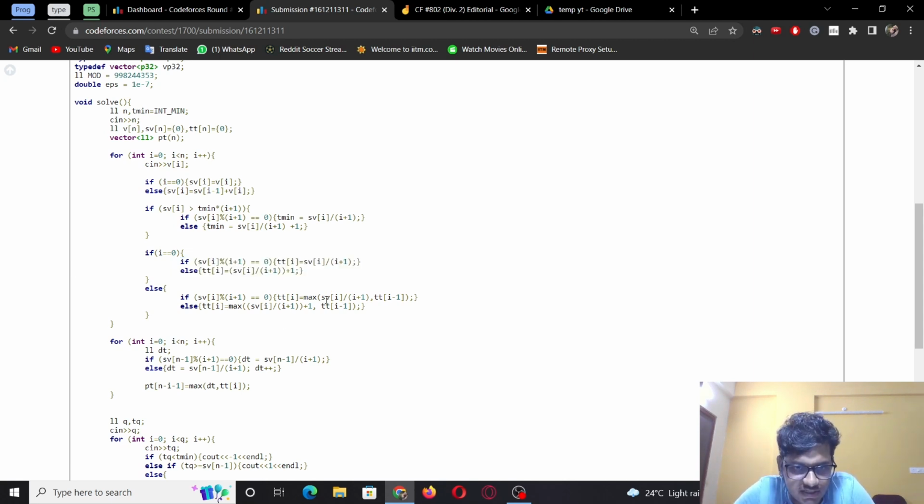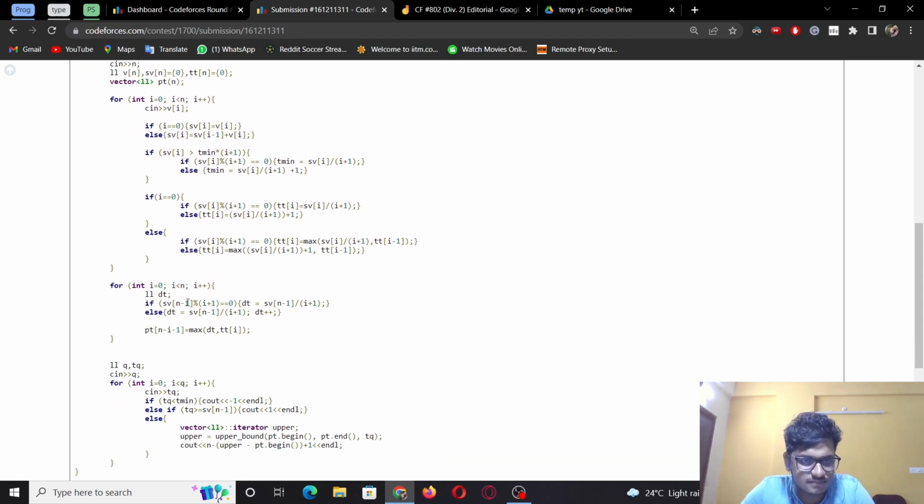However, in any of the later elements, what we have done is we have taken the maximum of SV of I and TT of I minus 1. So TT of I minus 1 will be the time taken to fill all the locks on the left, and SV of I by I plus 1 is the time taken to give enough volume to fill I locks. So we are taking the maximum of both times because that's how we are going to iteratively generate it, and that will be TT given for us.